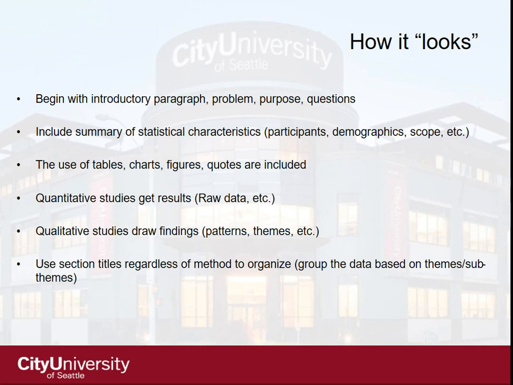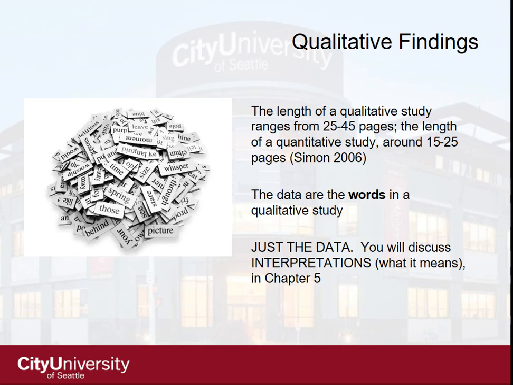Qualitative studies, on the other hand, look for patterns and themes, etc. So they're equivalent there. How to organize this is, you want to use section titles regardless of how you organize it. And we'll talk about organization, because you can organize it based on themes, sub-themes, or research questions. The specific way you organize it is going to be between you and your chair, but the key is using section titles so it makes coherent sense.